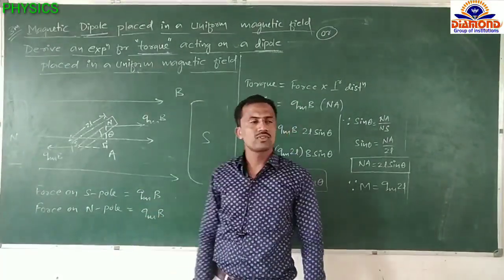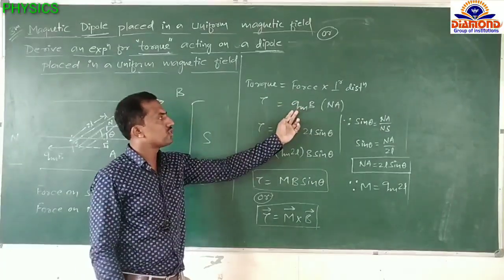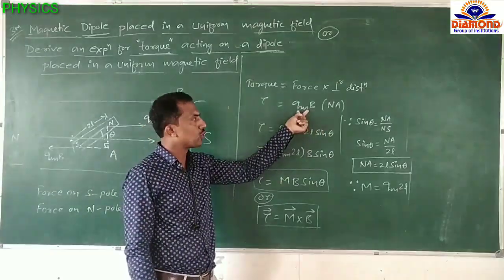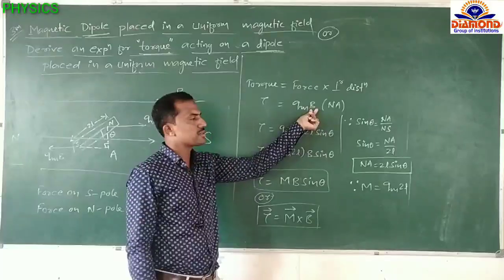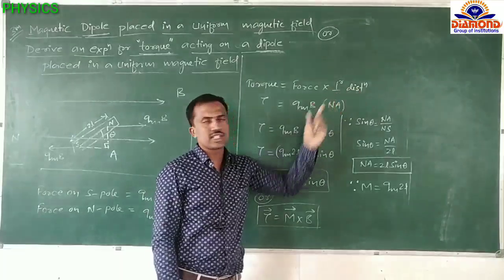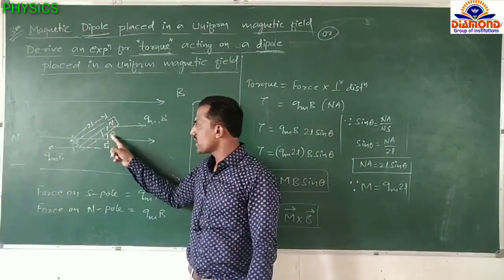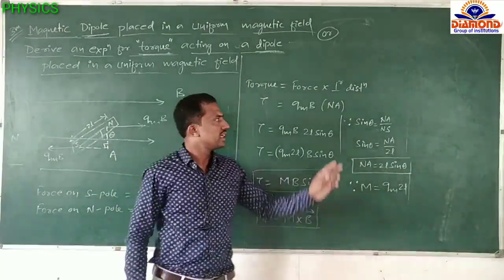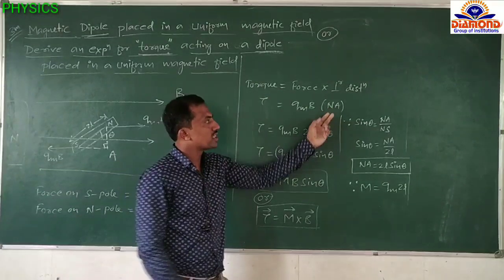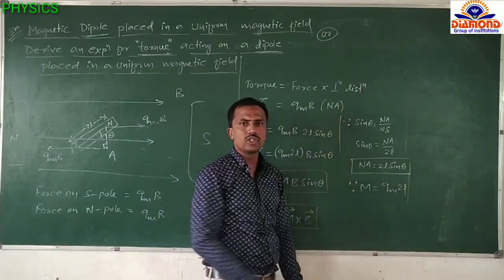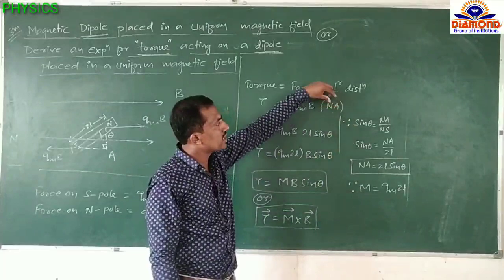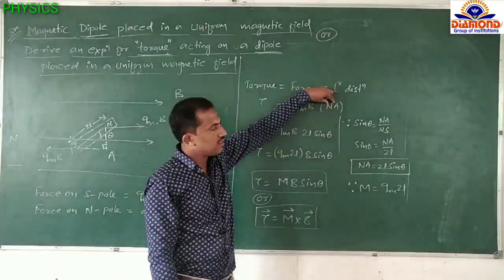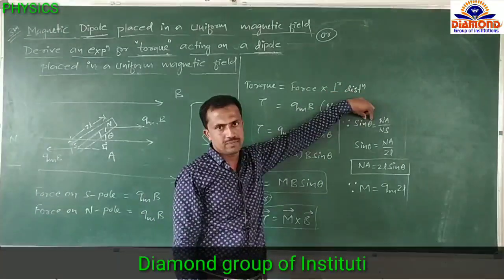Force in magnitude form we are writing. What is the force? QMB. QM is pole strength and B is magnetic field. What is the perpendicular distance we are taking here? NA. But what is the value of NA? We don't know. To calculate the value of NA, we are using sin theta.